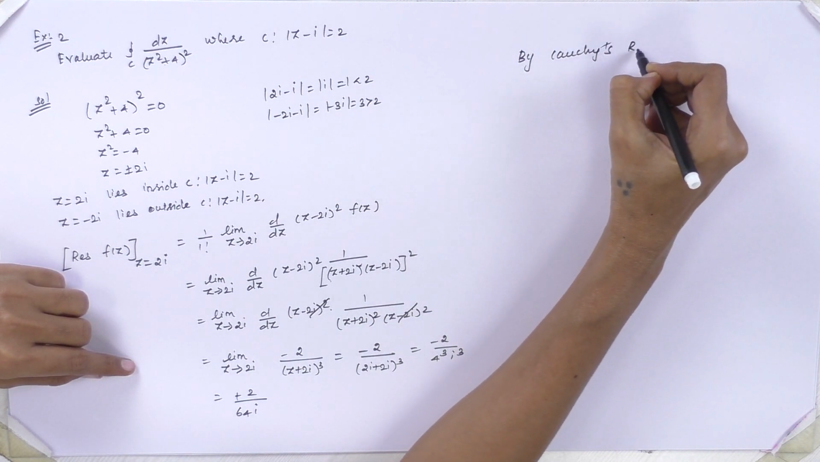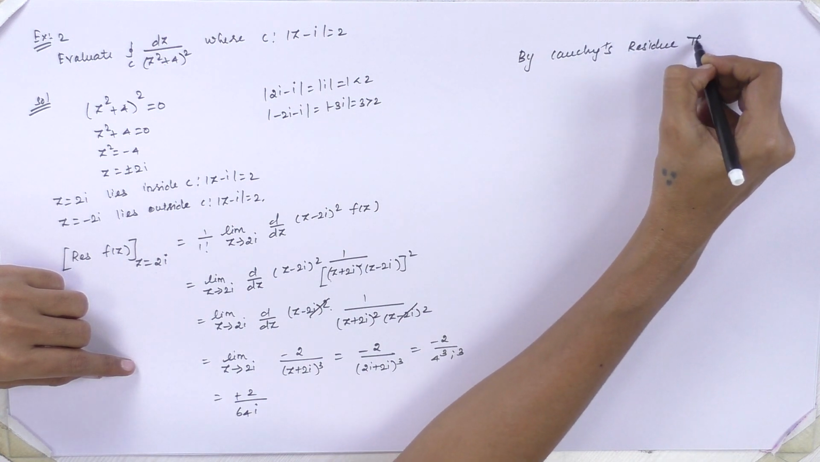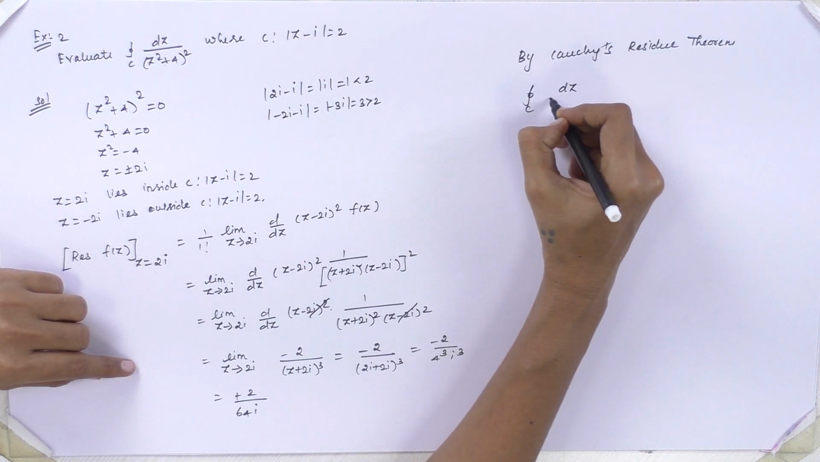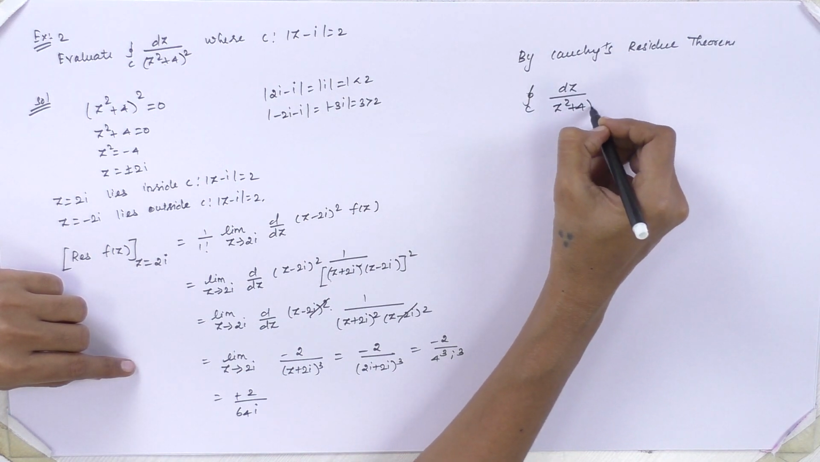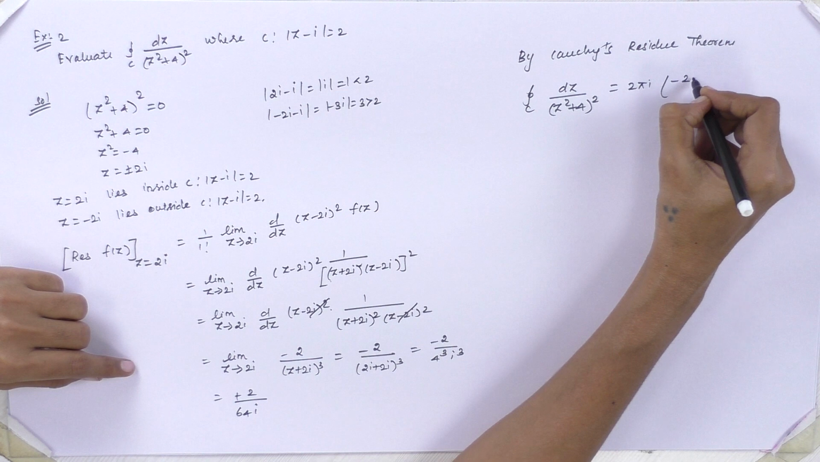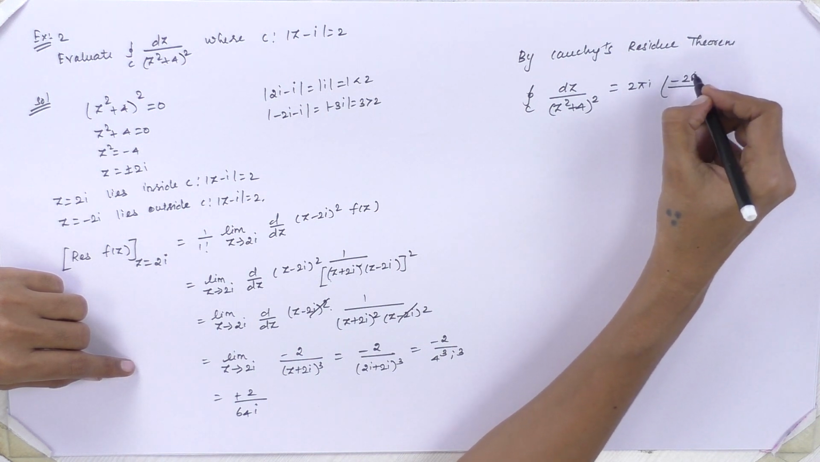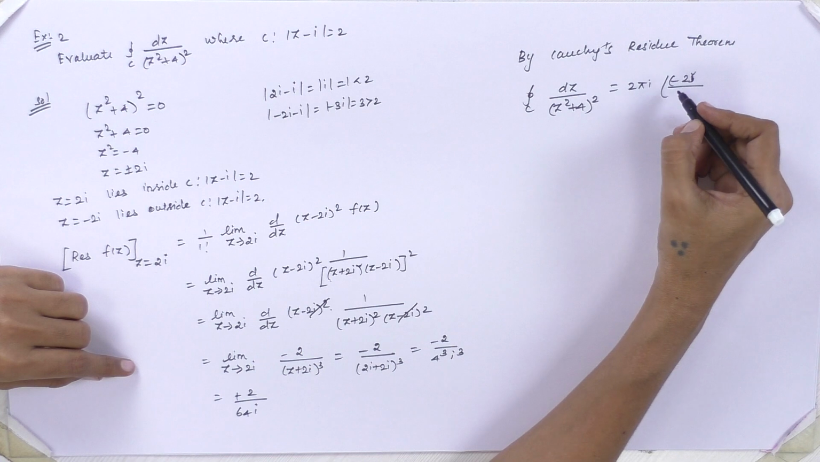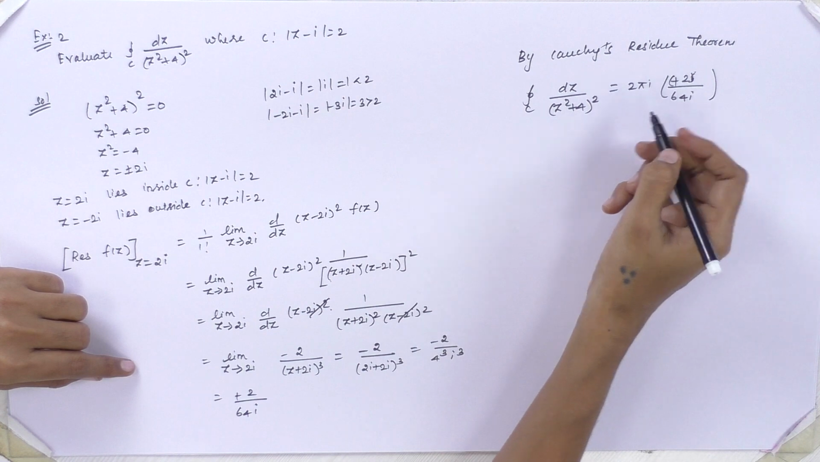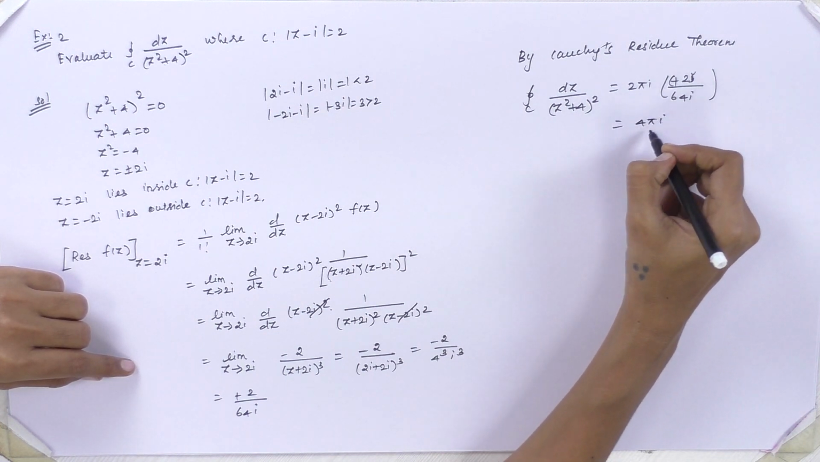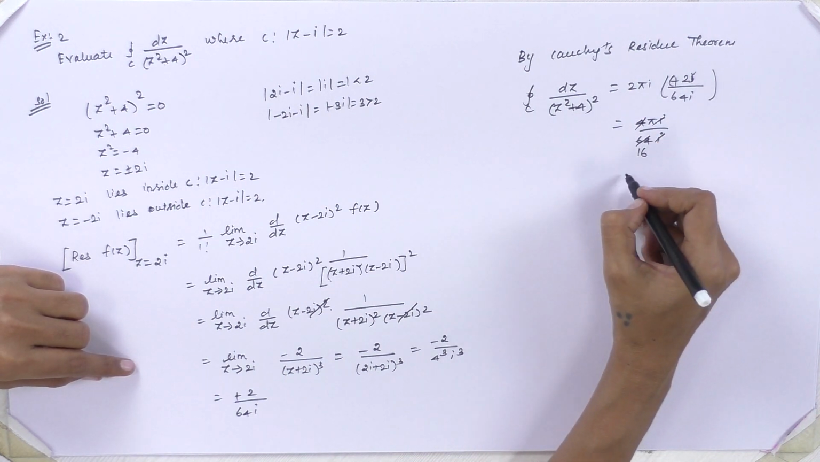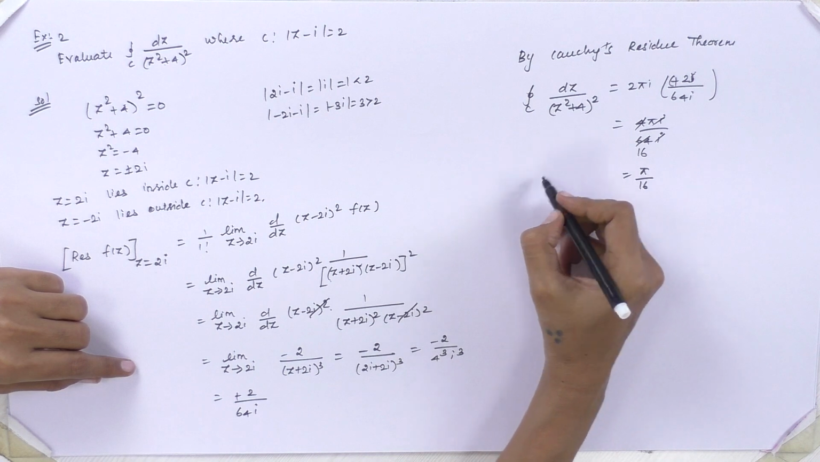Cauchy's residue theorem, we have the integral over C of dz upon (z square plus 4) raised to the power 2 is 2 pi I into the sum of the residues. So the residue is minus 2 divided by 4 cube, which is 64, so this is plus I. So 4 pi I divided by 64i, I and I get cancelled, 4 and 64 get cancelled by 16. Therefore, the answer is pi upon 16.